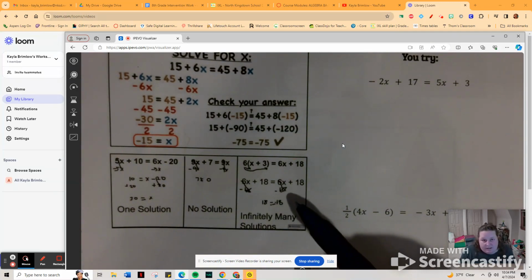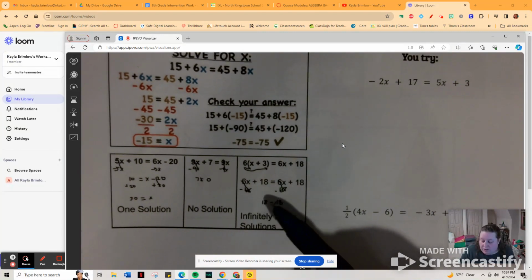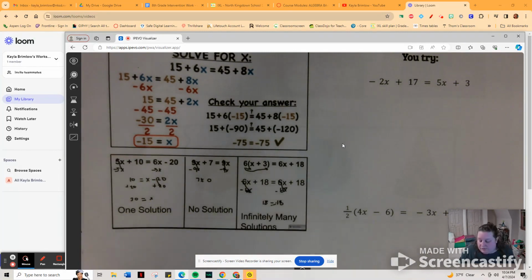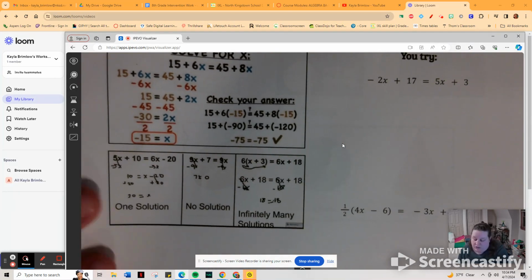For infinitely many solutions, when simplified, you'll be able to see that they are exactly the same on both sides. And if you finish solving it all the way through, you'll find that one number is exactly equal to the other. So we're going to solve a few examples together, see what it looks like, go through the steps, and then we'll talk about angle relationships.